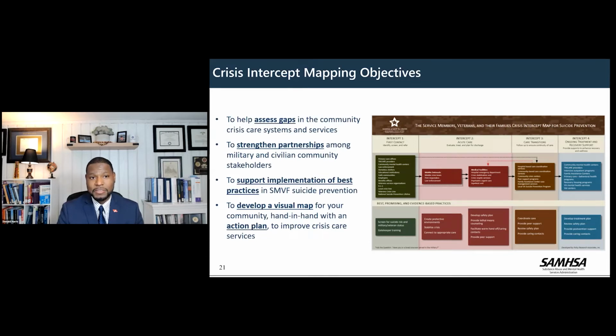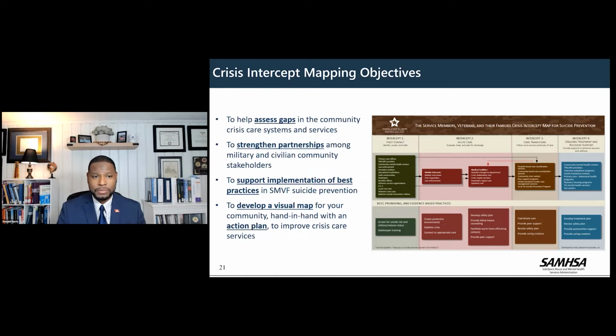Moving on to that critical mustard yellow colored Intercept 3, which is deemed care transitions, is that safety net space. So this is a lot of times where veteran peer organizations can come into play. We can also have care coordinators in place here. Implementing a care and context protocol is valuable as well in this space. Another best practice that can be implemented at the local level.